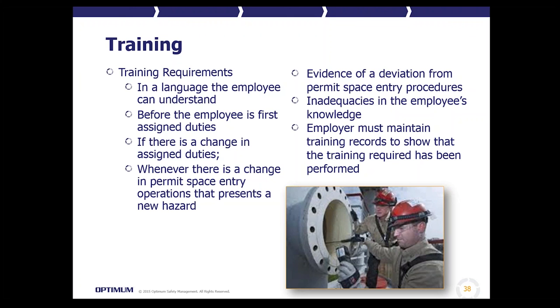If there's a change in someone's assigned duties, they were only supposed to be an entrant, and now we're going to make them an attendant. Well, did they have attendant training? Do they know what they need to do with that? Now they're going to be running the air monitor. They've never even looked at an air monitor. We need to make sure they know how to run that air monitor. If there's a change within the space, maybe we have to have some new training on that. There's, again, evidence of deviation from the permit space procedures. They're not following the rules that are set in place.